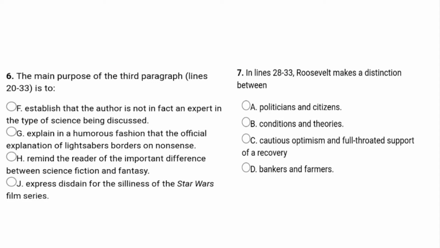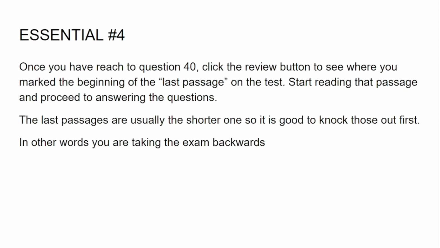So here is another one. The main purpose of the third paragraph, lines 20 to 33. So you go to lines 20 to 33 and you'll see what the purpose is. If it sounds like it's persuading, then you put persuading. If it sounds like it's establishing that the author is not in fact an expert, you put that. If it's explaining something, you put that. If it's reminding the reader of something, or expressing disdain, you put that. It is something you can do once you start to overview the questions.